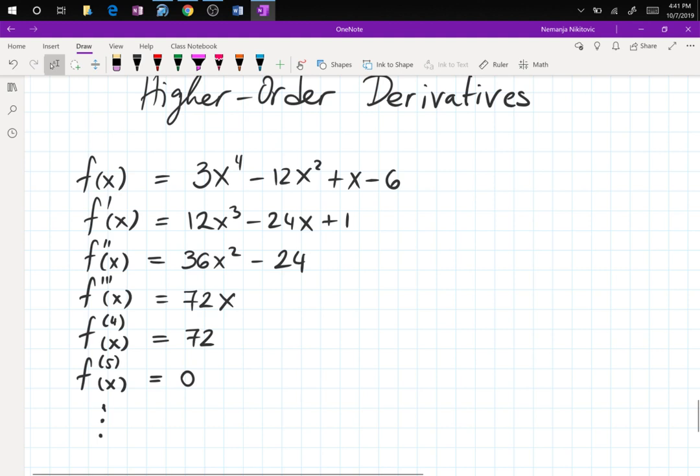So what's a practical application? Physics, engineering, everything we have. Because your position function, its derivative is velocity, its derivative is acceleration, its derivative is jerk. There's more, but these are the ones that you will study in physics.